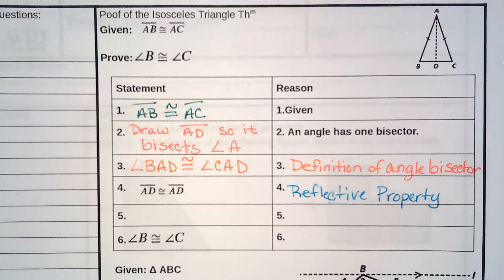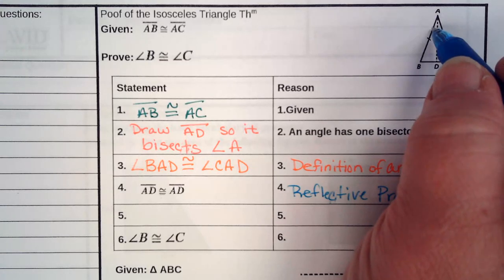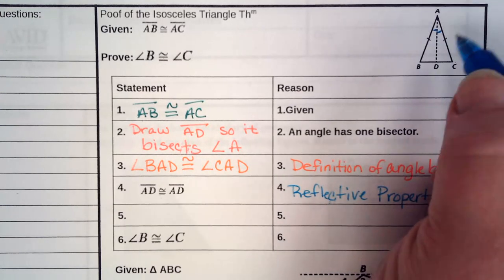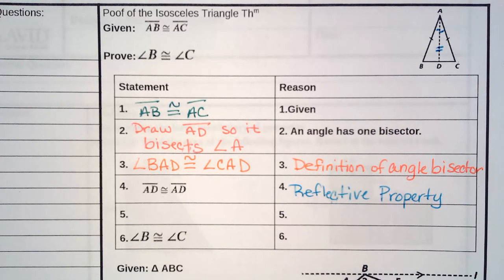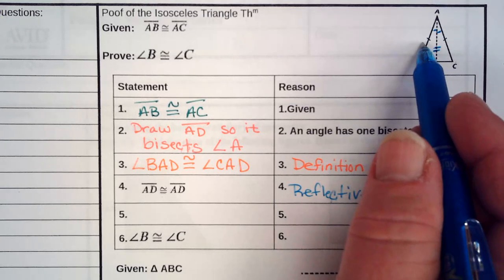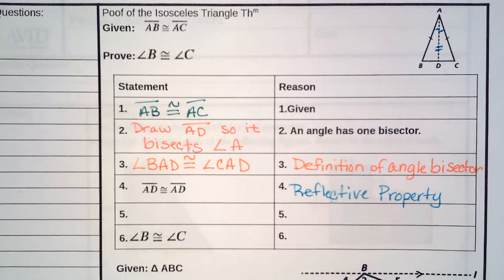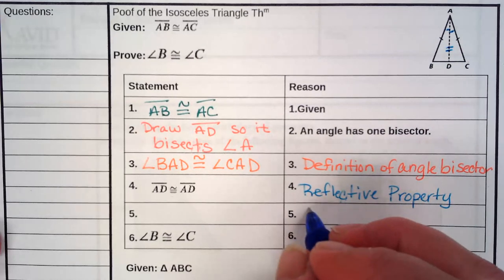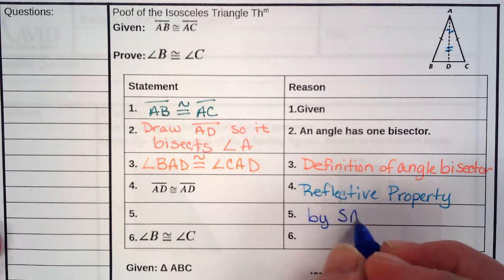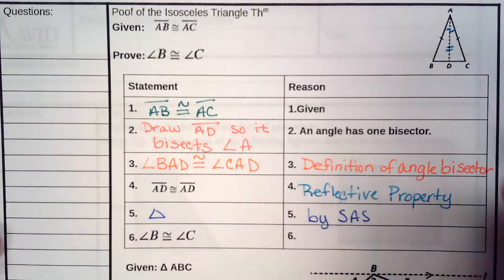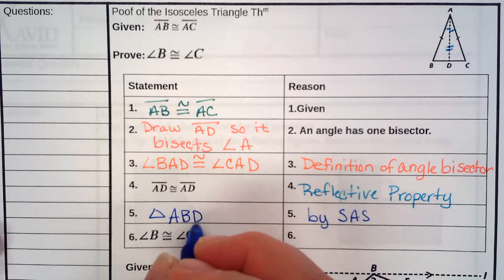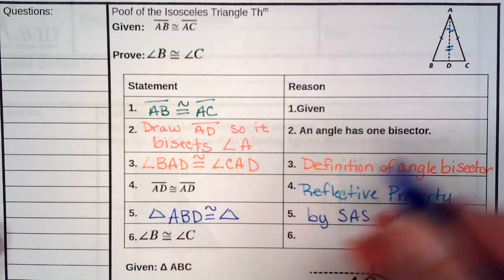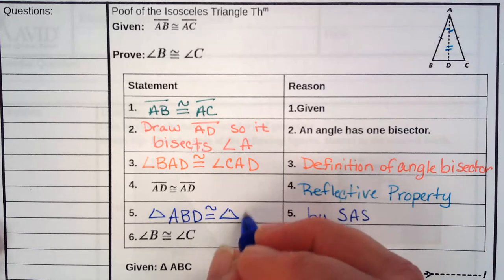Okay, now we've started out with our two sides are congruent. We've said these two angles are congruent. And now we've said this other side is congruent. What triangle congruency have we gotten? Side, angle, side. So by side, angle, side, we know that triangle ABD is congruent to triangle ACD.